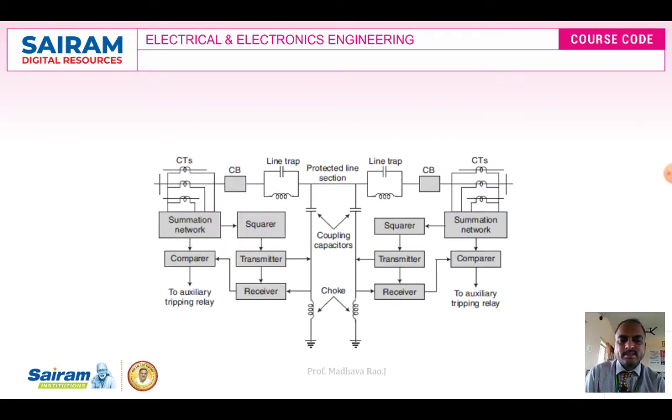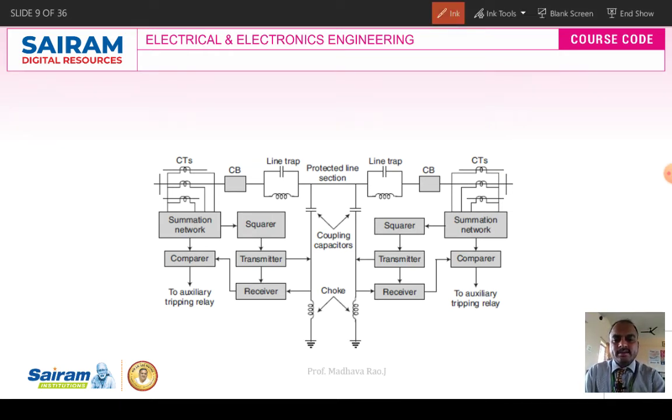Here we can see the carrier current block diagram. We have a comparator, summation network, and transmitter and receiver. Here there is no need to use the pilot wire along the entire line, so we can protect the transmission lines without it. Similarly to what we saw in pilot wire protection, here also we are using two CTs. One CT is connected at the starting end, and another CT is connected at the secondary end, that is the end of the transmission line.